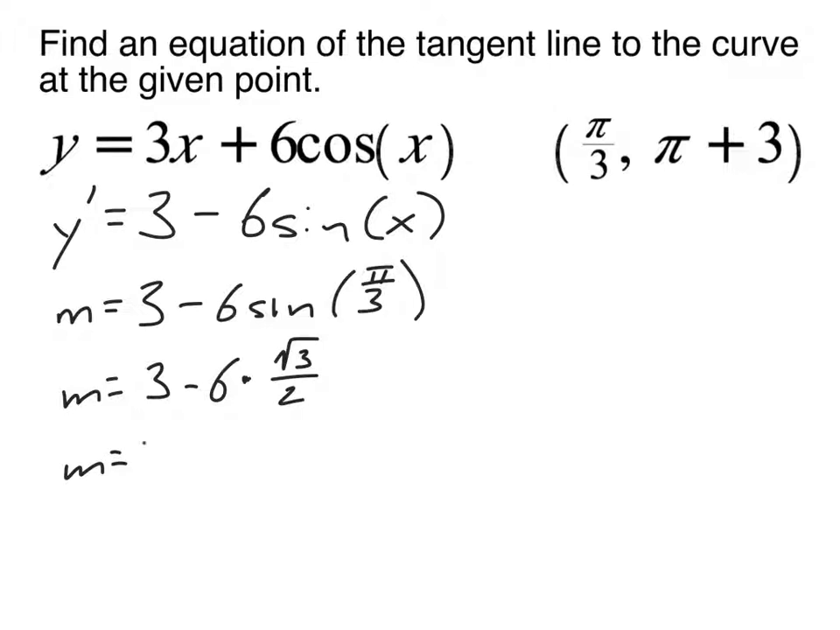And so we can go ahead and do that math. That's going to be 3 minus 3 root 3. And there's not a nice tidy way to clean that up any more than that, so we're going to just leave it at 3 minus 3 root 3. Now that's my slope.